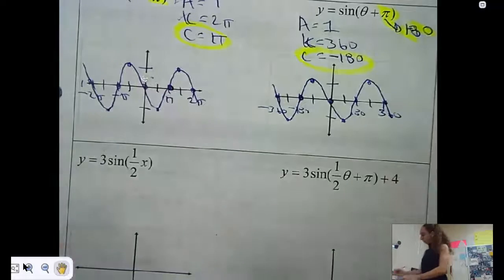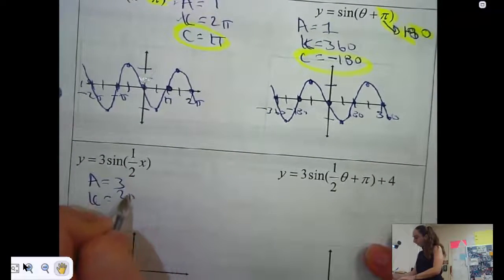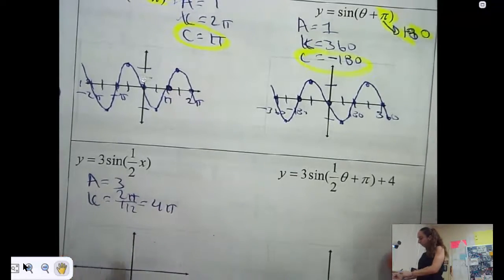Let's do this next one. What's my A? Good. What's my K? 2 pi over 1/2, which is 4 pi. Done. Okay? So let me graph this one.